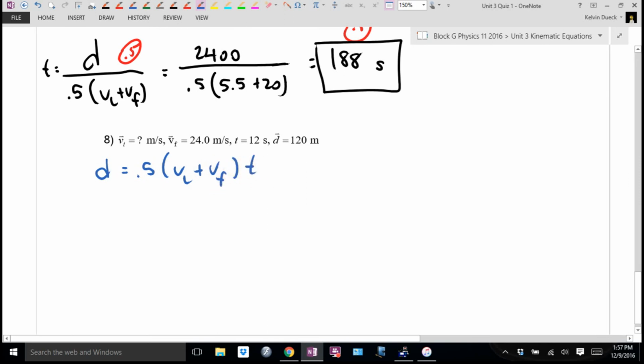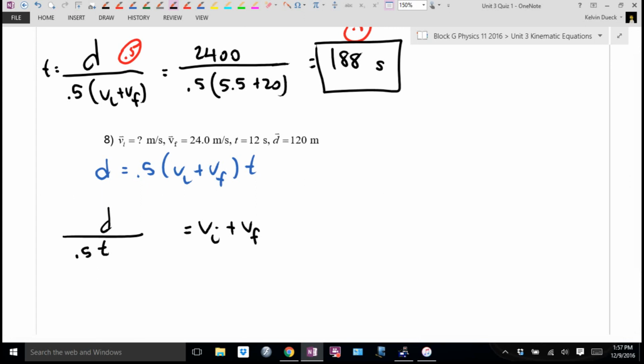Okay. This time I want to get the VI by itself. Don't panic. Drop the D down. Divide the 0.5 and the T over, because those are outside the brackets and we're doing reverse BEDMAS, so we'll do what's outside the brackets first. That gives us VI plus VF dropping down, and since there's nothing outside the brackets anymore, I can ignore the brackets. In fact, I can make them vanish. How would I get the VI by itself now?